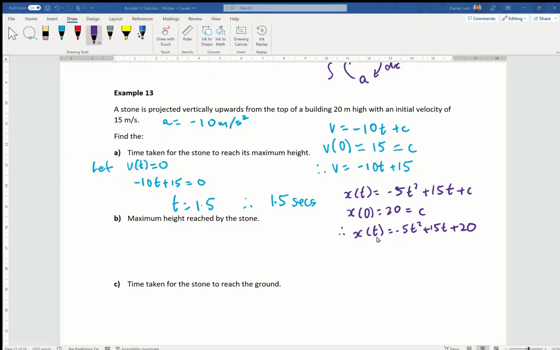Now, our function, of course, is from the top of a 20-meter building, but we're throwing it up vertically. Keep that in mind. It says find the maximum height reached. Of course, we can find it by substituting our 1.5 from earlier. So x of 1.5 would equal 31.25. Therefore, 31.25 meters.